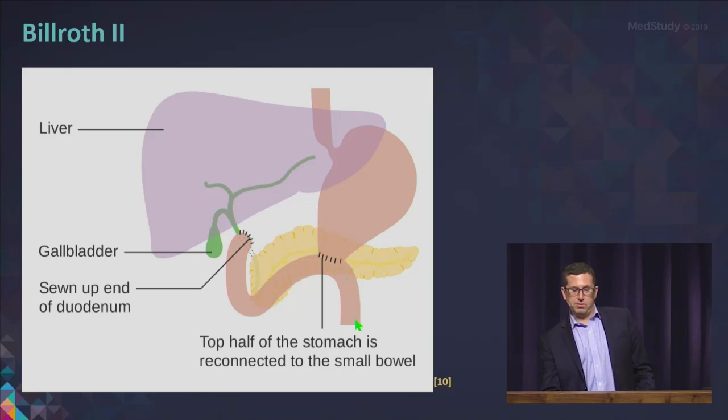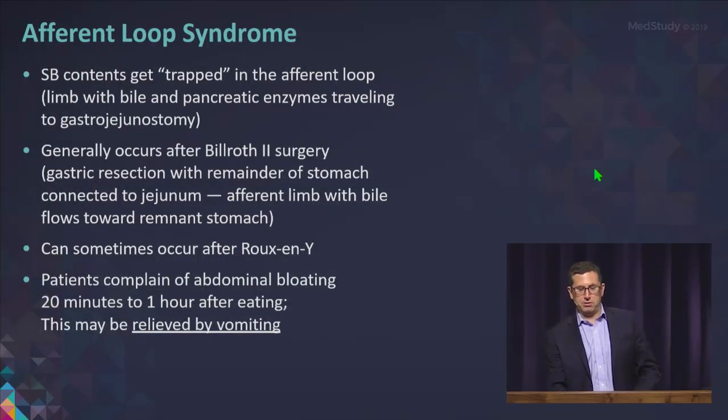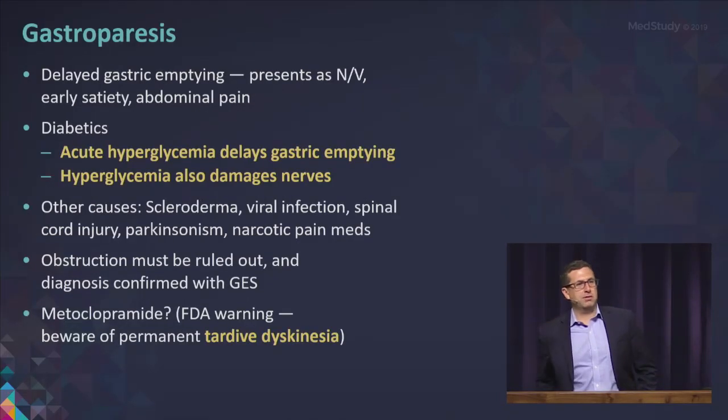And then this is the efferent loop, taking food that's now mixed with bile away from the stomach. And in afferent loop syndrome, you get contents that are trapped here. And that could lead to distension. Eventually it'll lead to vomiting, and then all the contents will get pushed up here and vomited out. So that is afferent loop syndrome. And generally, patients will complain of abdominal bloating 20 minutes to 1 hour after eating, and it's often relieved by vomiting. But again, these are less frequently seen now because gastric surgery is less common in general.